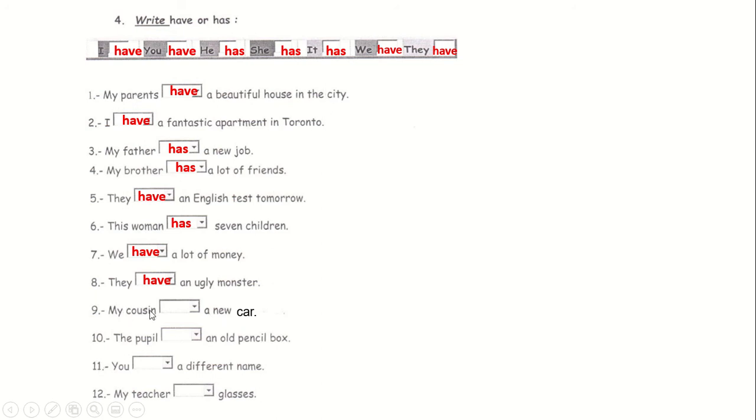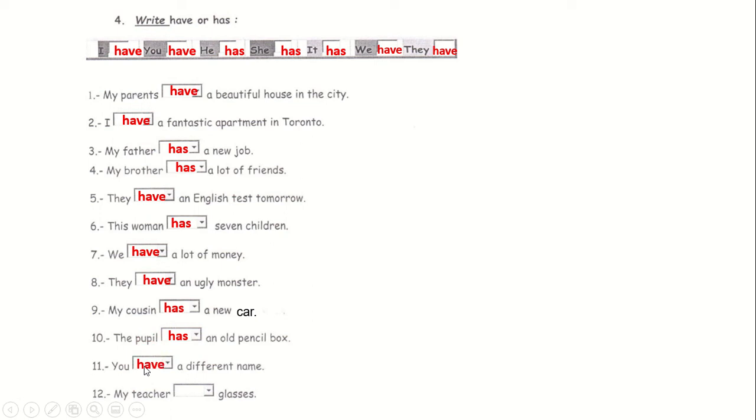Number 9, my cousin, a new car. My cousin, ابن عمي أو ابن عمتي, أحد أبناء العمومة. So it's one person, singular, has. Number 10, the pupil, التلميذ, an old pencil box. The pupil, it's singular word, so we use has. You, a different name. You, it's quite direct.